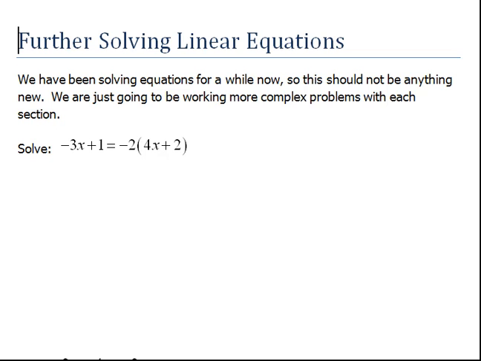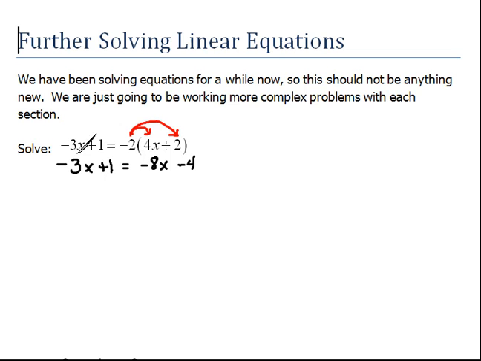Okay, so our first problem here says solve negative 3x plus 1 equals negative 2 times (4x plus 3). Now, hopefully, you will recognize this right-hand side of the equation as being a distribution property. That's what we worked on in that last section of material. If you recognize that, then remember our new rule that we just added. Before we start solving equations, all distribution has to be done first. So that means that we're going to have to distribute that negative 2 throughout the parentheses.